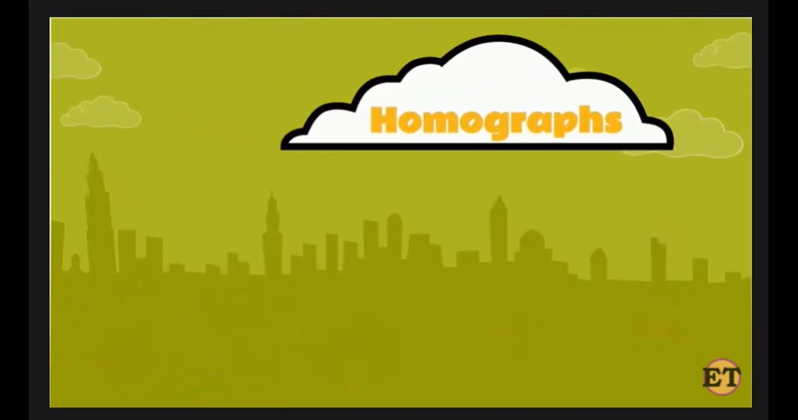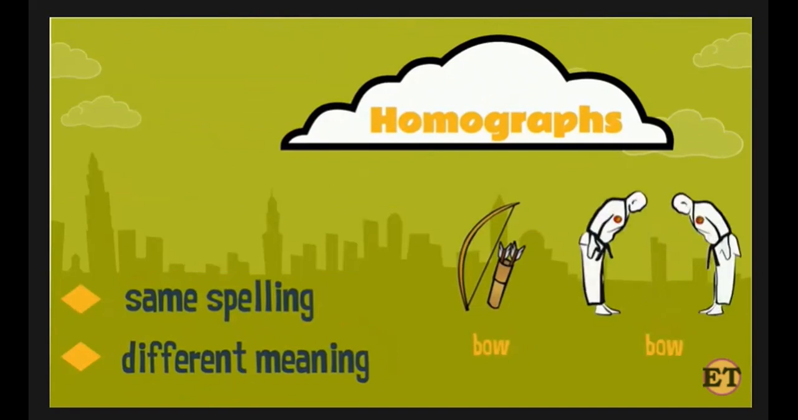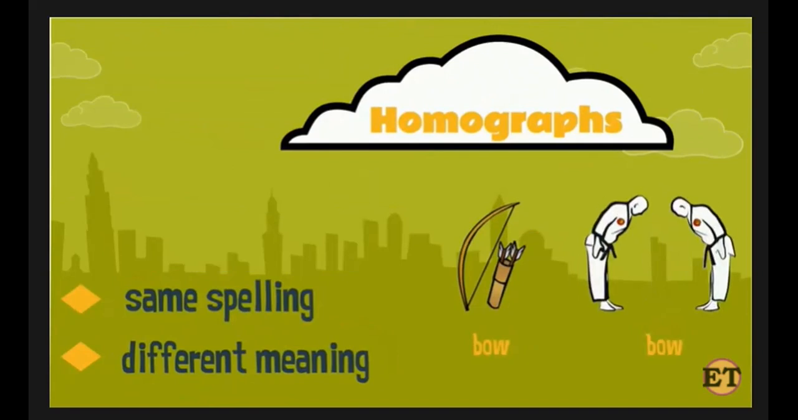Homographs. Homographs are words that have the same spelling, but different meanings. For example, bow and bow. Can you think of any more words that are spelled the same but have different meanings?